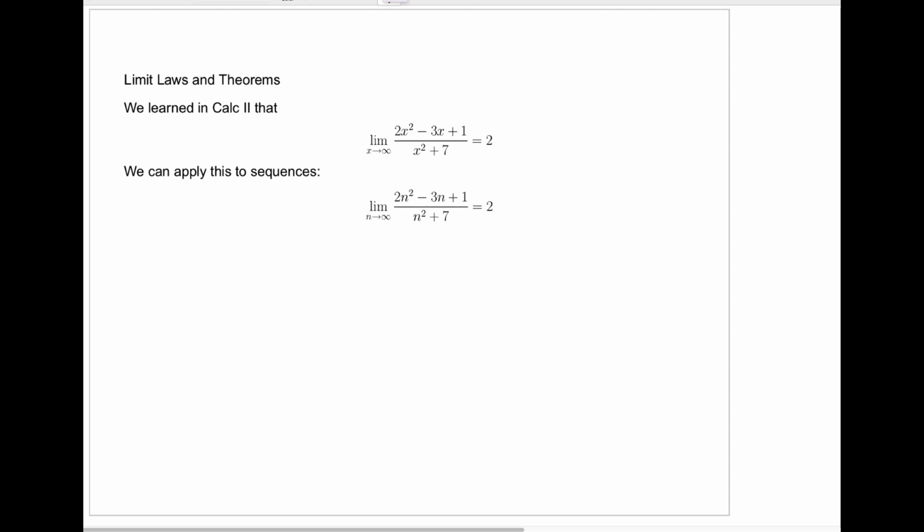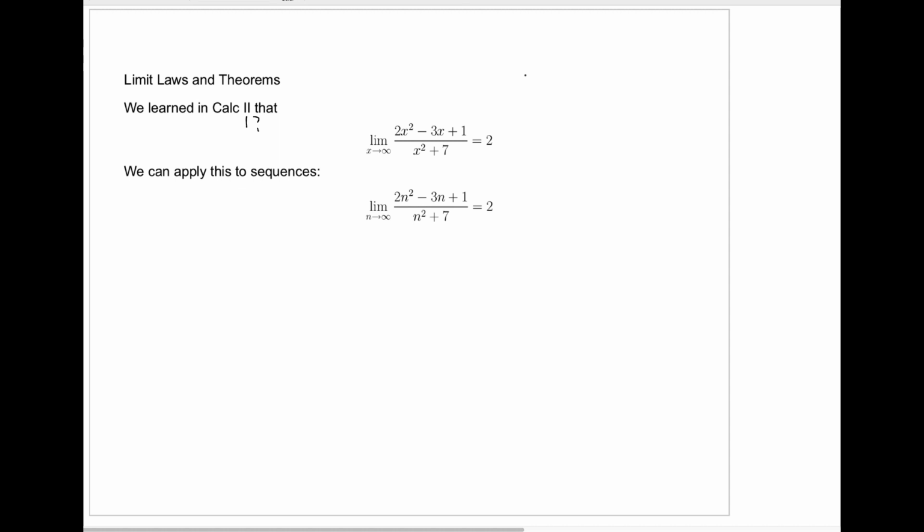We're now going to talk about ways to compute limits of sequences. We want to be able to take advantage of some of the things we learned in earlier calculus classes. We learned in Calc 2, or actually maybe even Calc 1, I forget exactly which one, that we can find the limit of a function like this, say 2x squared minus 3x plus 1 over x squared plus 7, and that limit is 2.